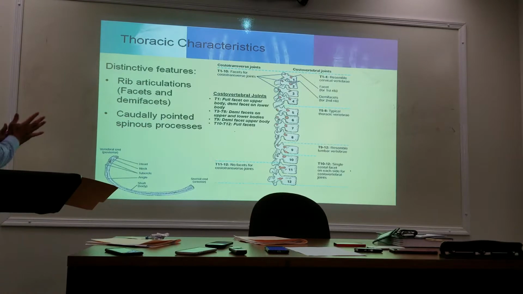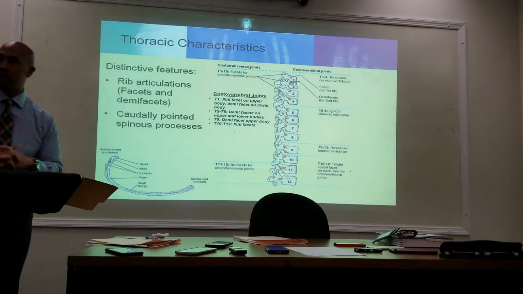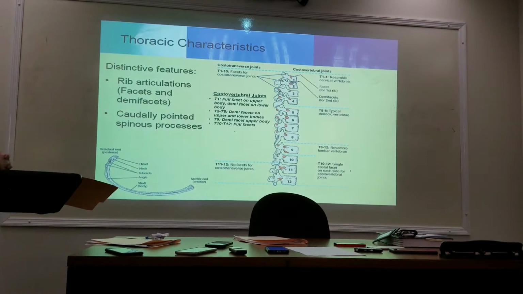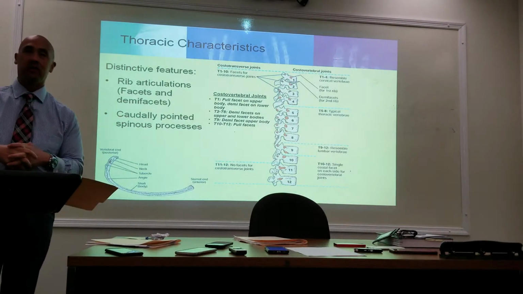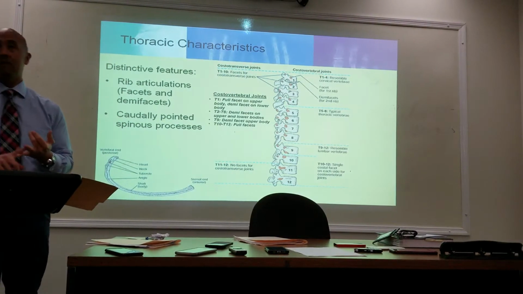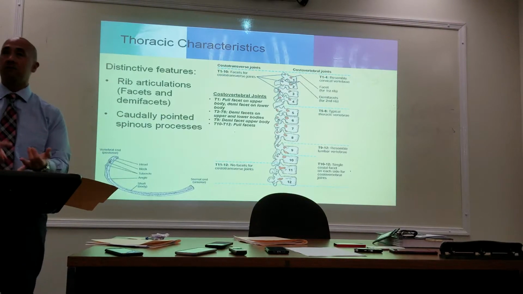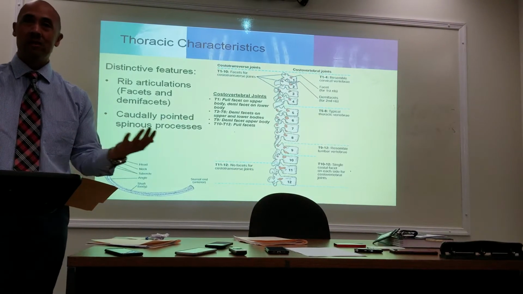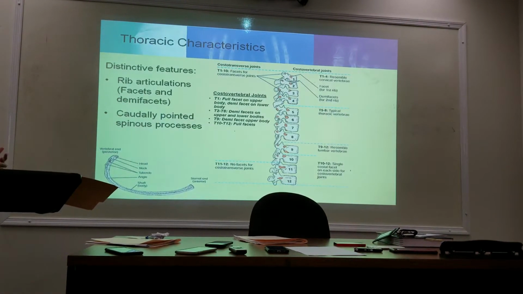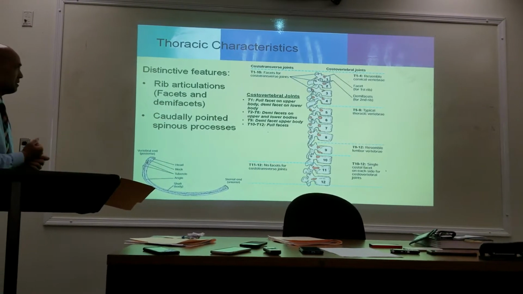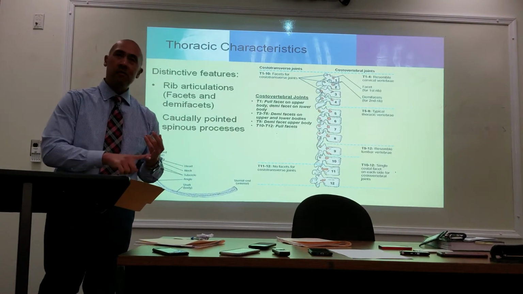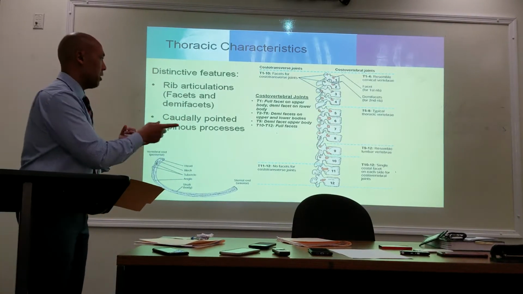So the characteristics of a thoracic vertebrae. Number one, it has rib articulations. So the thoracic vertebrae is associated with your ribs, right? So if we've got 12 thoracic vertebrae, we should have what? 12 pairs, 12 ribs, okay? The articulation occurs in the areas where they have smooth surfaces called facets. Now, the rib articulates, especially 1 through 10.